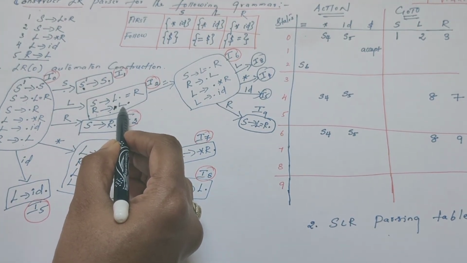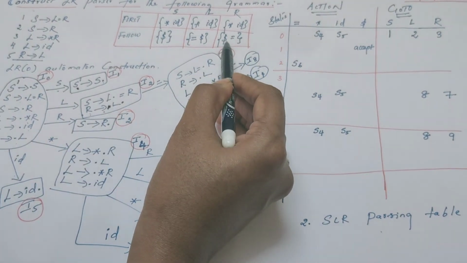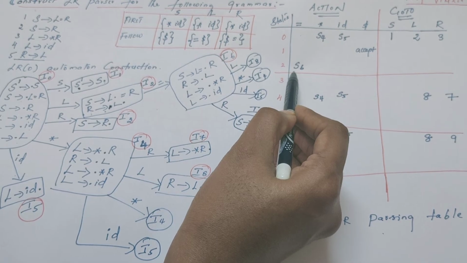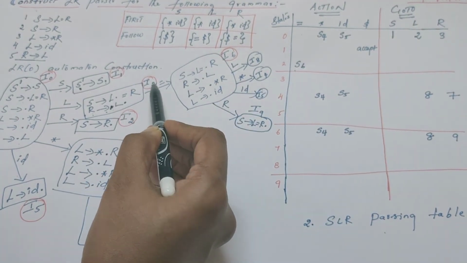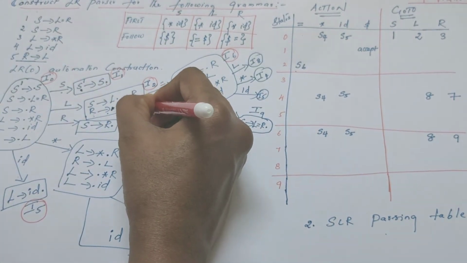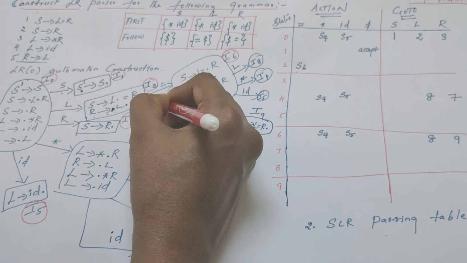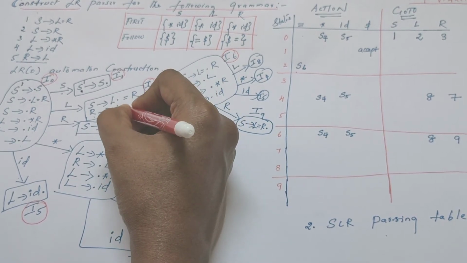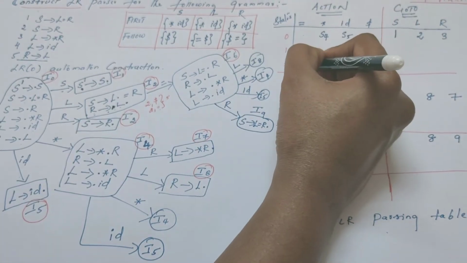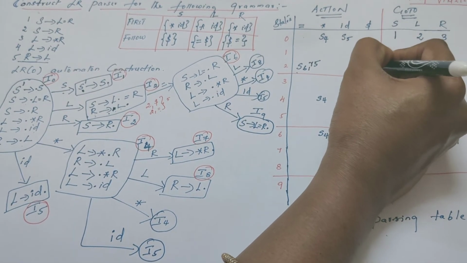So where do I have to enter this value? Consider the follow set of R. What is the follow set of R? It is nothing but dollar as well as equal to. Because this rule is available in state 2, I have to consider entries in the cells of state 2. Consider the follow set of R: one is dollar, another one is equal to. Against these cell entries, I have to enter this rule number. What is the rule number? It is nothing but 5. So I enter R5 for 2 comma equal to, and 2 comma dollar is also R5.